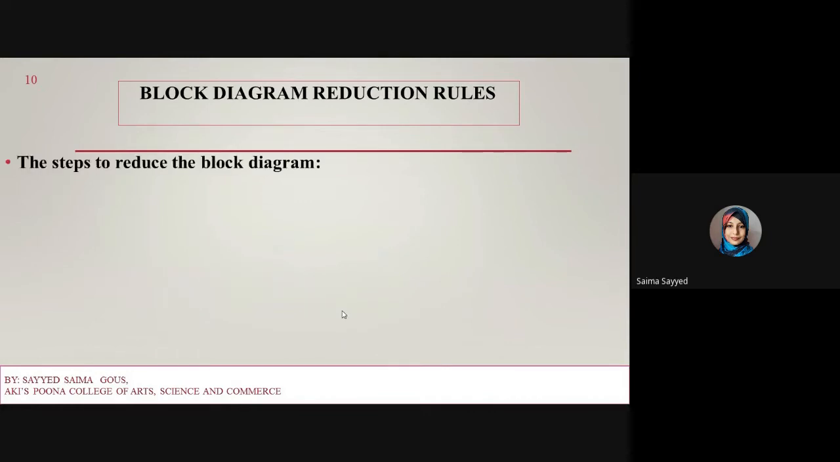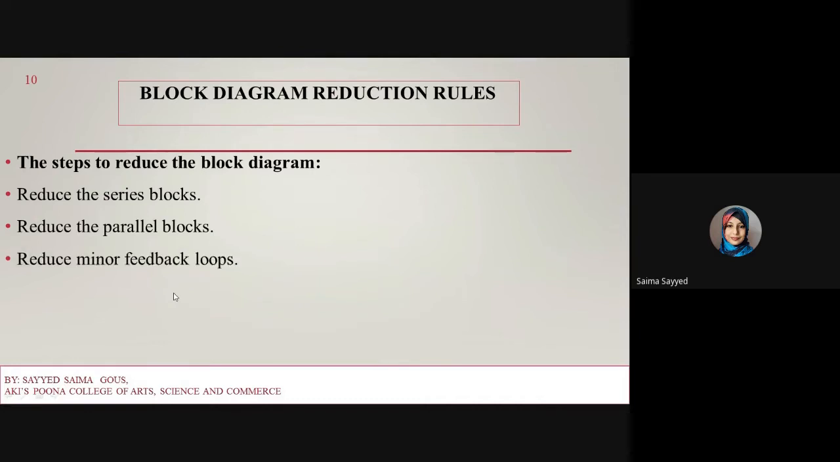Then block diagram reduction rules. There are different reduction rules to reduce the block. The steps to reduce the block diagram: first is to reduce the series blocks. First we have to check whether any blocks are in series. If yes, then reduce that series block. Then check for parallel combinations and reduce the parallel blocks.